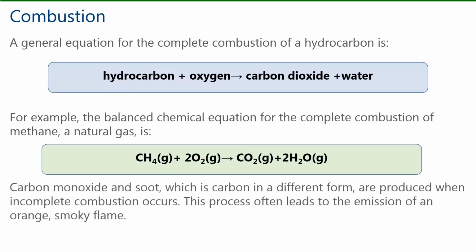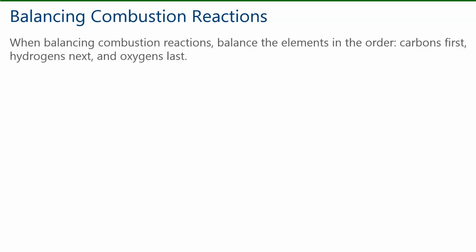Carbon monoxide and soot, which is carbon in a different form, are produced when incomplete combustion occurs. This process often leads to the emission of an orange smoky flame. When balancing combustion reactions, balance the elements in the order carbons first, hydrogens next, and oxygens last.